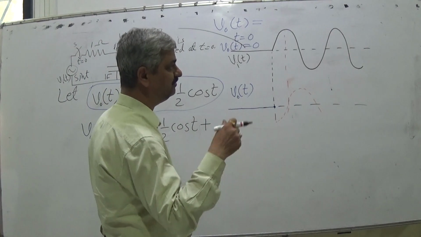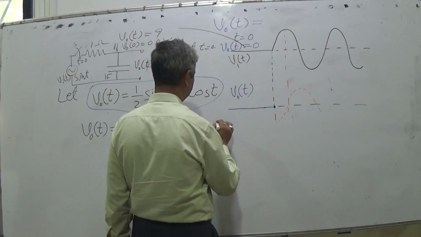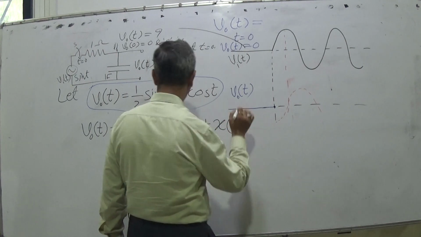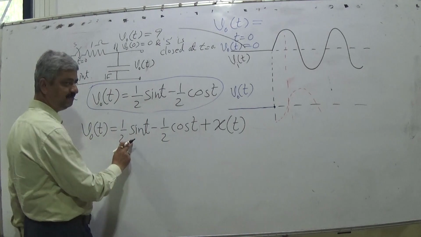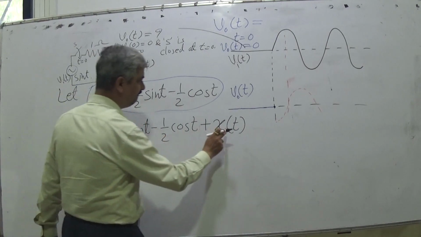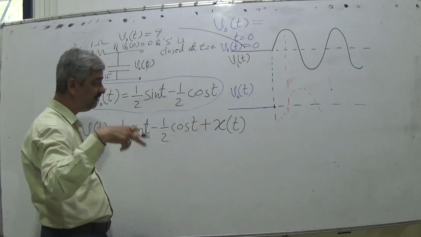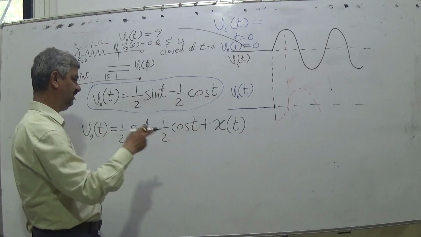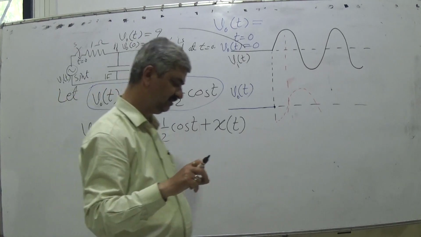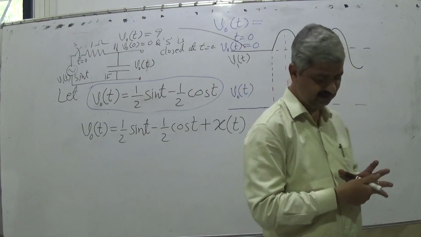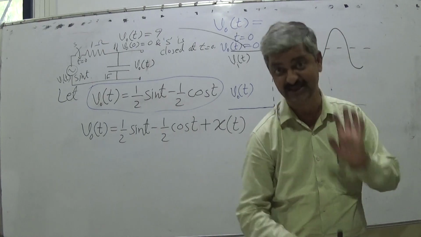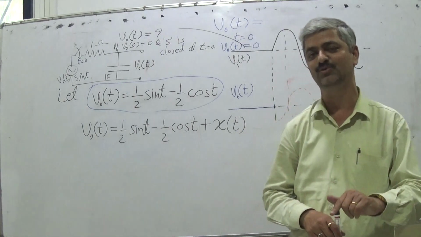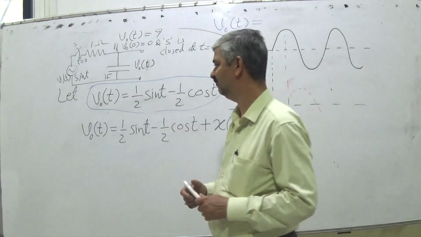And I will give some name, let it be x(t). V_o(t) is half sin t minus half cos t plus x(t). What should be x(t) now? x(t) should be such that the differential equation should also be satisfied, and at t equal to 0, V_o(t) should be 0.